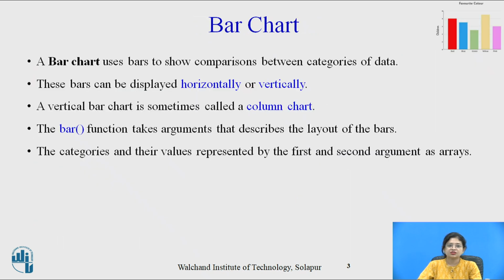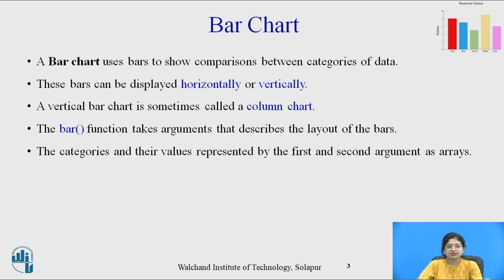A bar chart uses bars to show comparison between the categories of the data. These bars can be horizontal or vertical. That means we can show the data horizontally as well as vertically. A vertical bar chart is sometimes called a column chart. The bar function takes arguments that describe the layout of the bars.